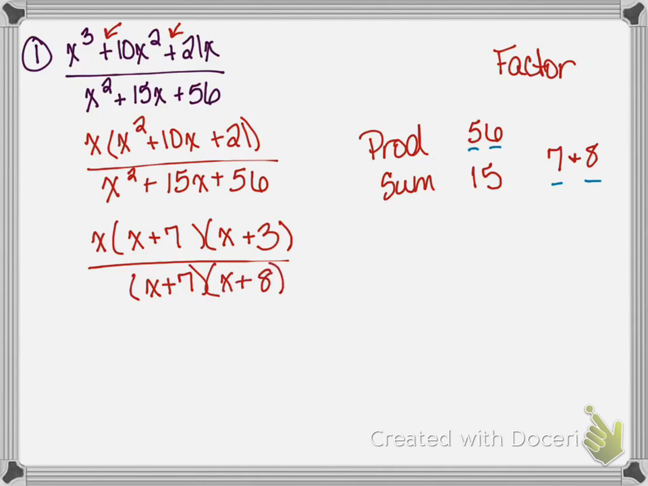Now if it's in the numerator and the denominator, I can cancel it out. So I have x plus 7 and x plus 7. My final answer here is x times x plus 3 over x plus 8. Now, some people choose to multiply that x in the numerator. You don't have to. Let's look at our next one.